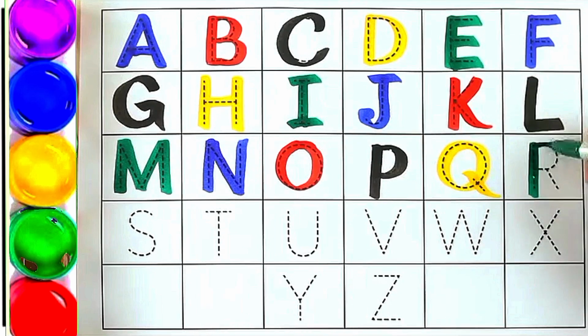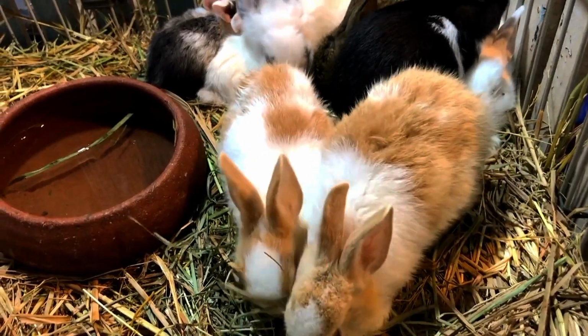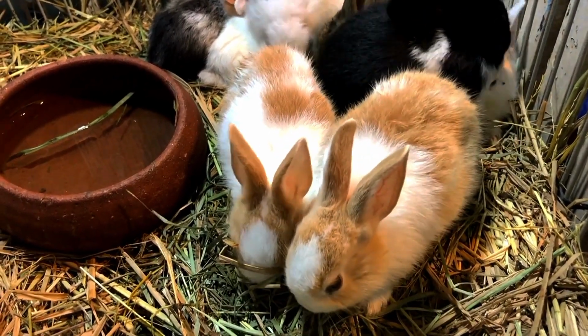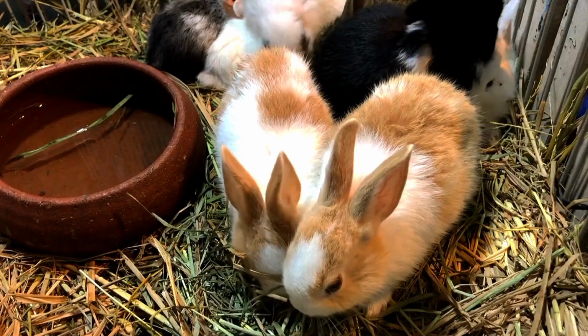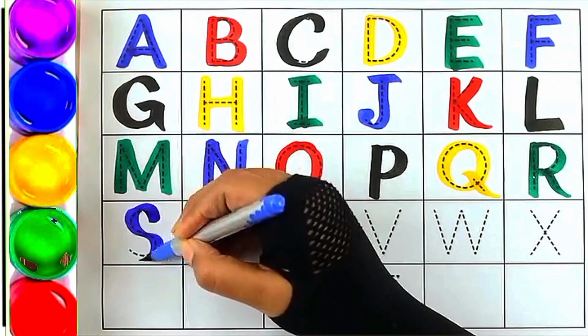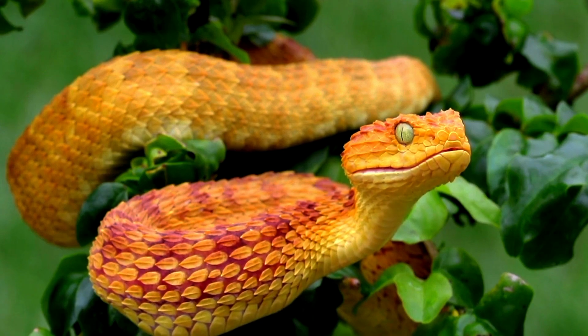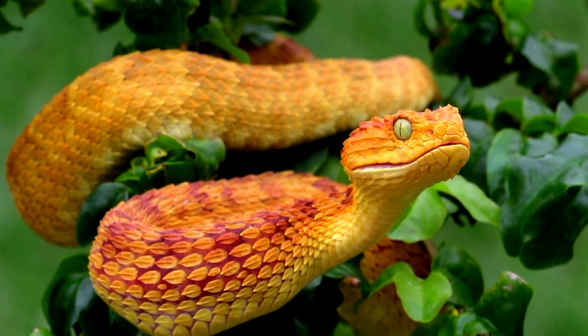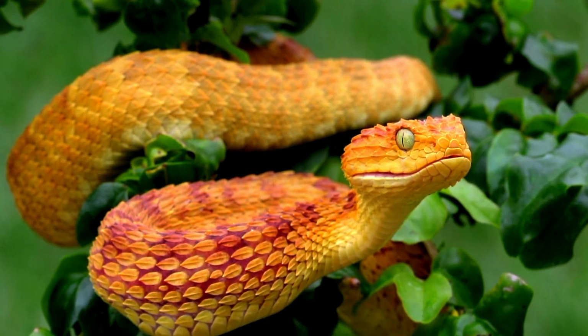R. R for rabbit. These are rabbits. S. S for snake. This is a snake.